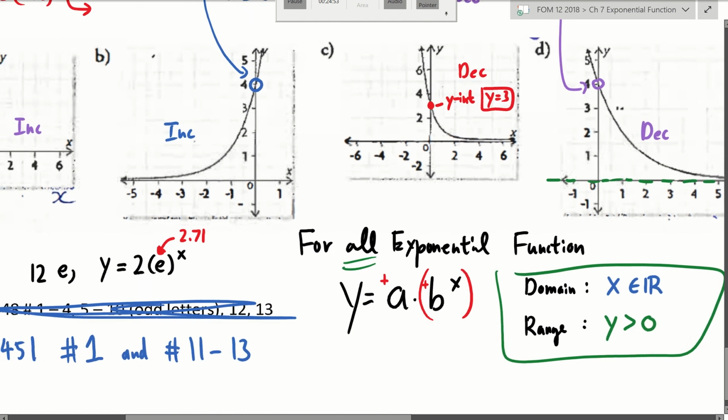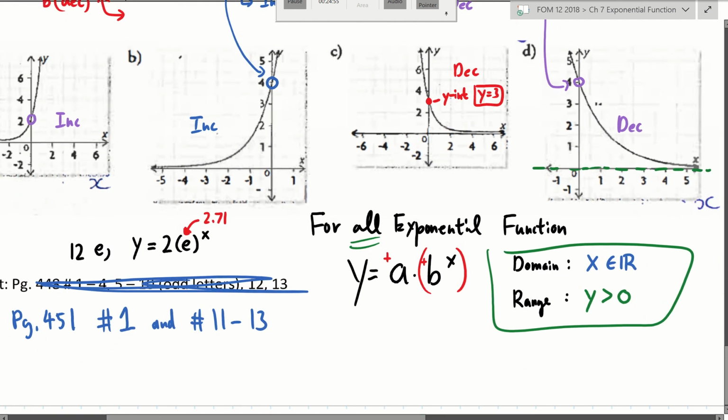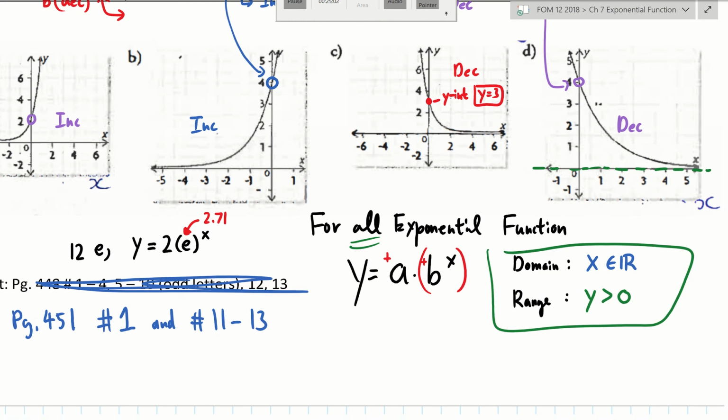Okay, so that's it. The homework question, I'll put it on the portal too, on our coursework page of course, but it's actually page 451. You have to download the book files again. Question number 1 and question number 11 to 13. When you're done, take a picture, submit it on the portal as your homework assignment for this week.